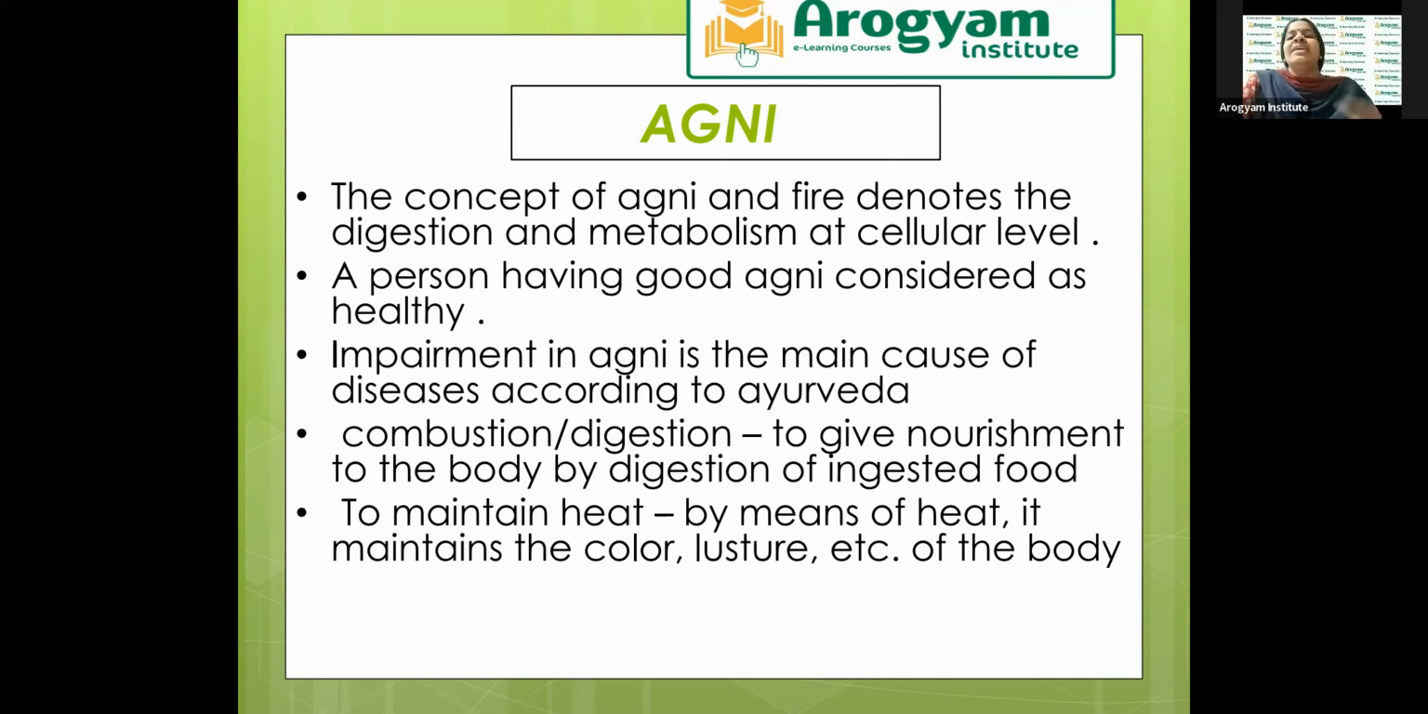The concept of Agni and fire denotes the digestion and metabolism at cellular level. देखिए आप सबको मालूम है digestion का मतलब है पचन क्रिया, correct? Metabolism is चयापचय क्रिया, correct. So ये सब तो अग्नि से जुड़े हुए हैं. So Agni or fire, it denotes digestion and metabolism at cellular level. A person having good Agni is considered as healthy. Only अगर हमारा अग्नि अच्छा है तो we are considered as healthy, and it will be possible to fight against diseases only if Agni is good.